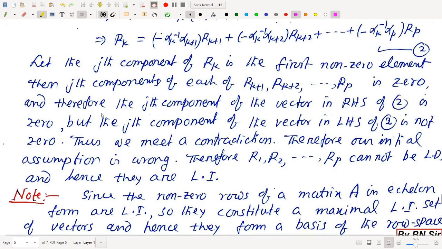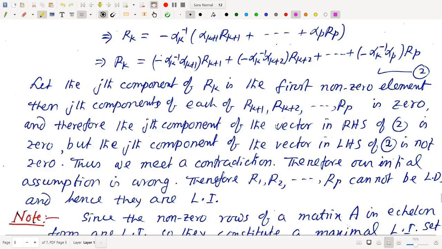Why? Because it is a non-zero row and we have assumed the jth component is non-zero. Thus we meet a contradiction. Why? Because number 2 is an equality, so every component of the vector on the left side should be equal to the corresponding component of the vector on the right side. The jth component of the vector on the right side is 0, because rk plus 1, rk plus 2 dot rp all have jth component 0, because the matrix is in echelon form, and the number of zeros increases row by row.